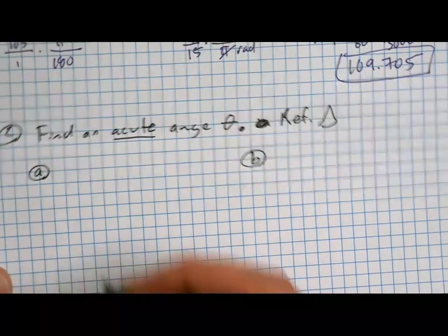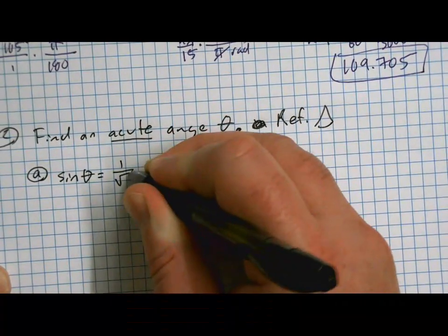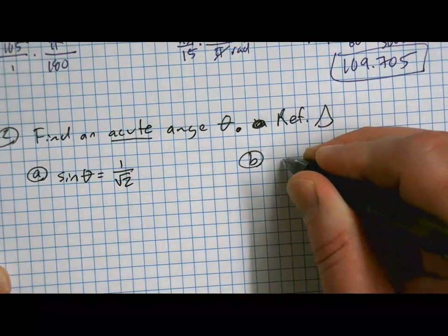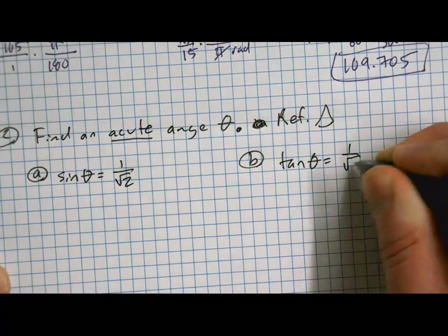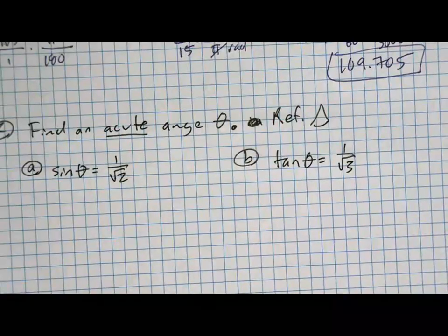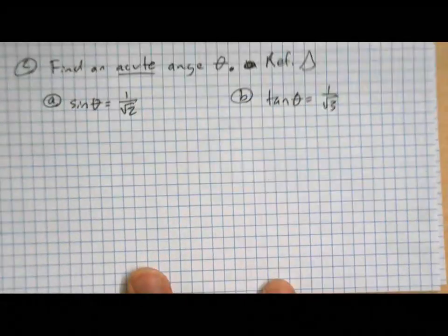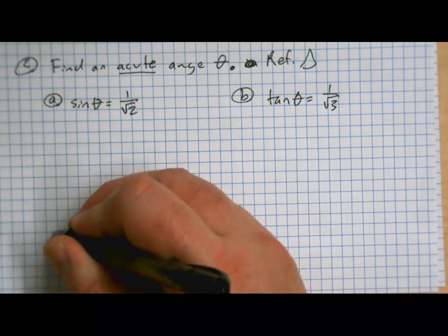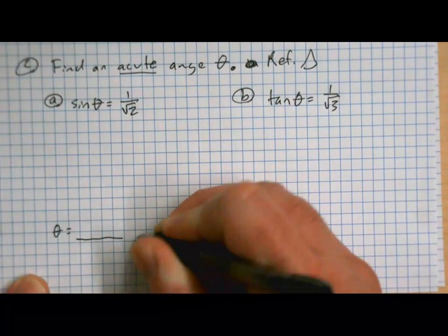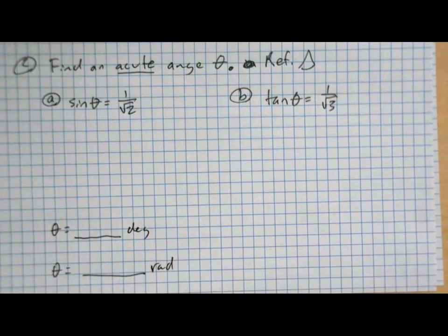Oh, look at those. Not rationalized. Tisk, tisk, tisk. And then the way it'll be formatted on the test, down at the bottom, it'll say theta equals blank degrees and theta equals blank radians. So I want your answer in both radians and degrees.